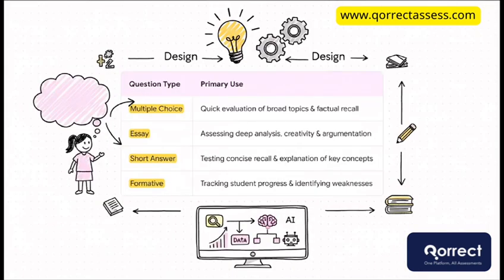So this table kind of pulls it all together, doesn't it? Think of it as your strategic cheat sheet. You can see that direct line from the goal to the tool. If you just need a quick knowledge check, multiple choice is your go-to. But if you want to see if a student can build a persuasive argument, you absolutely need an essay. The big takeaway here? The goal always comes first.